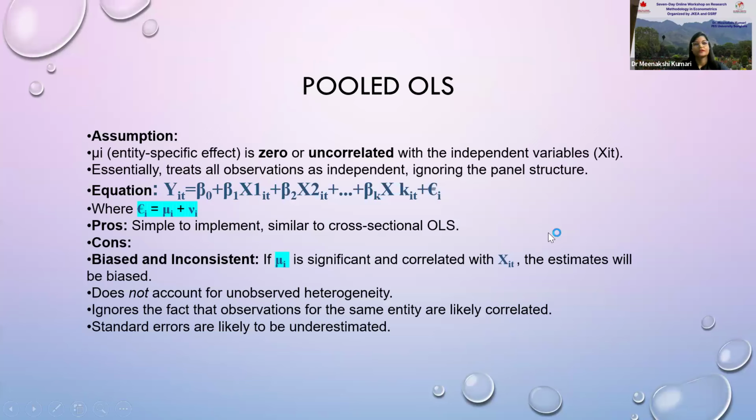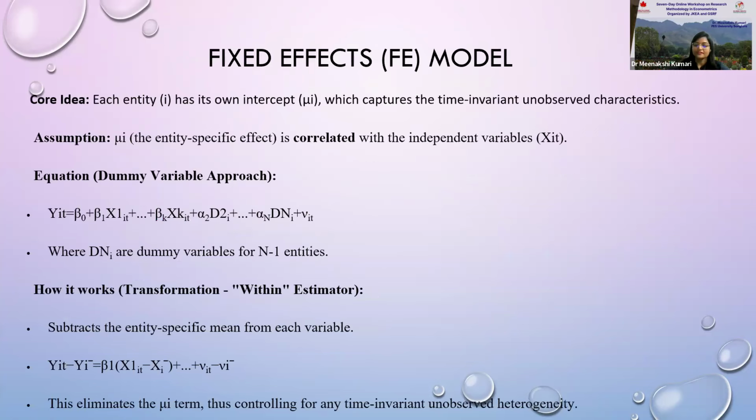Now, pooled OLS we've understood. It is nothing, just that we use the xt command, but it gives us equal results like OLS. This is where we start with panel data. The core idea behind this fixed effect model is that each entity, mu i, has its own intercept.